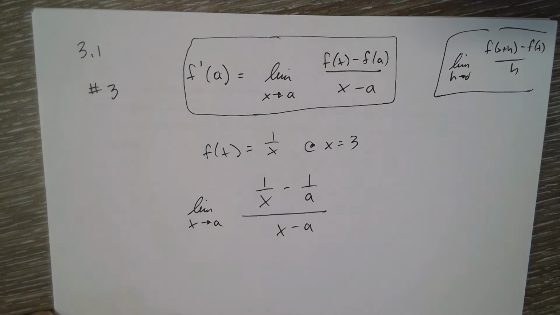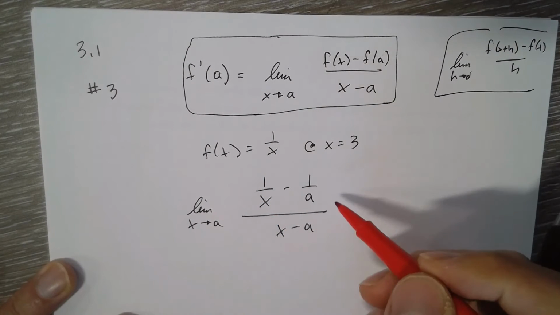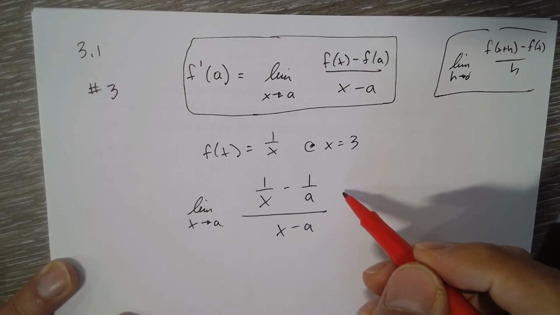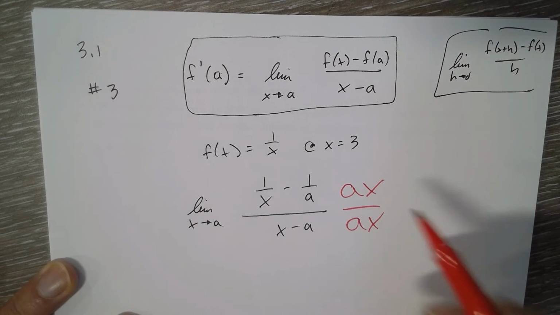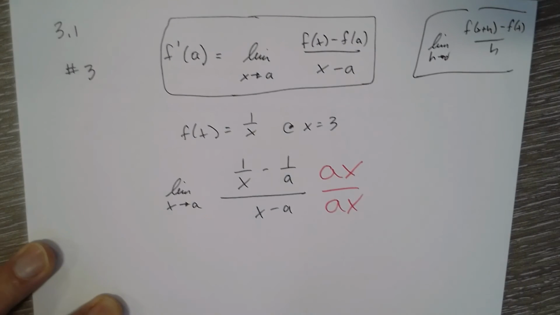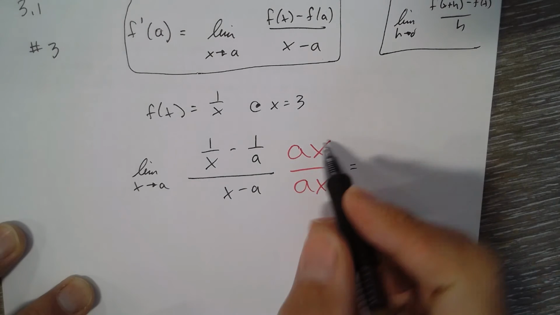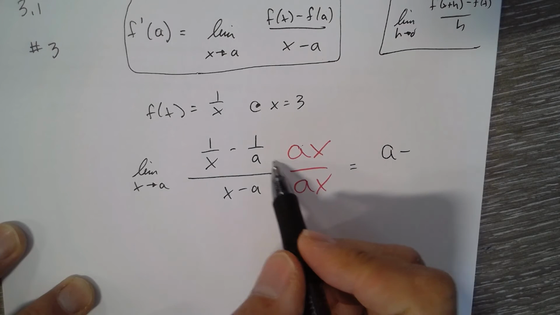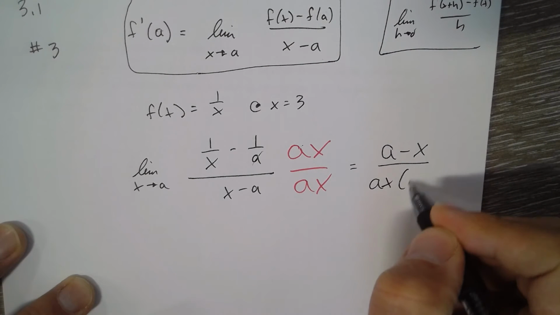Alright, so now I would multiply. We've got two small fractions, so I'd multiply the top and bottom by the common denominator of those, so ax. So then it becomes, these x's are going to cross off, a minus, and these a's are going to cross off, x over ax times x minus a.